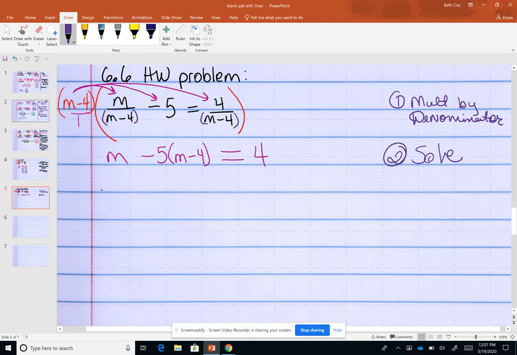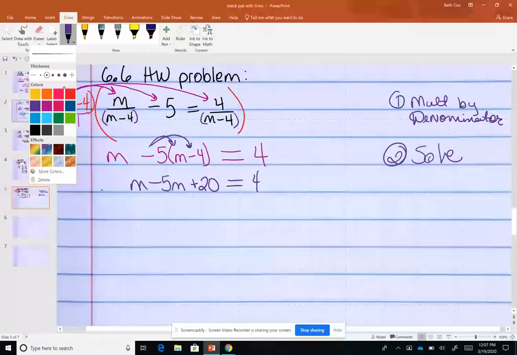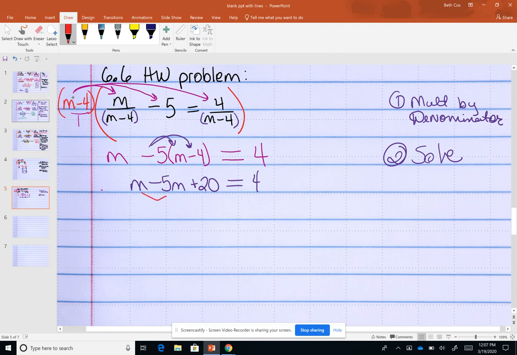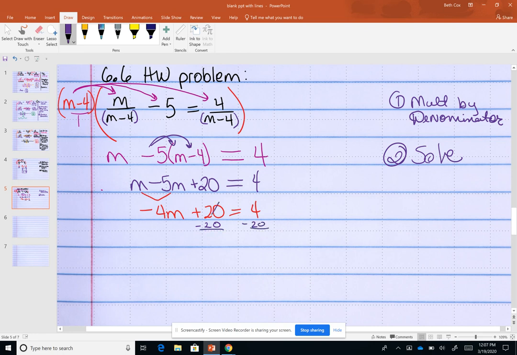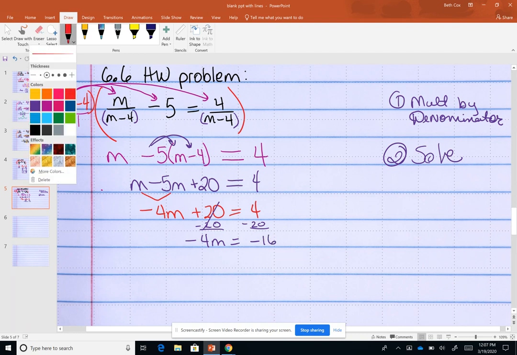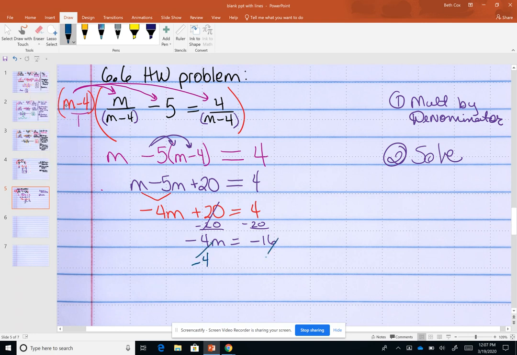So I will go ahead and distribute here. Watch your signs because it's going to be a plus 20. All right, and then I'm going to combine my like terms. This right here is going to make a negative 4m. Now solve. I'm going to subtract 20 on both sides, and I get negative 16. And then I'll divide both sides by negative 4, and I'm going to get m is equal to 4.